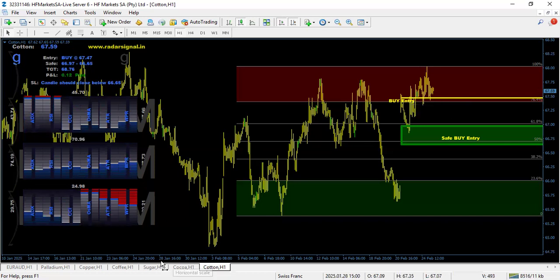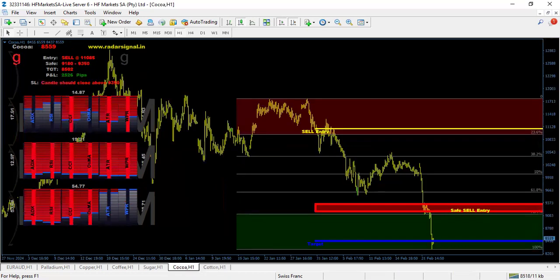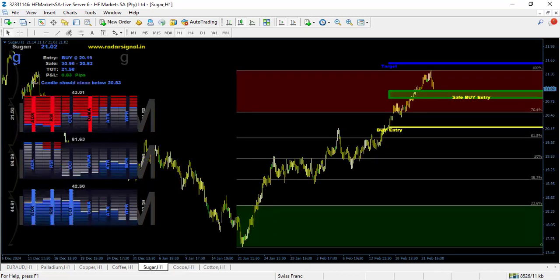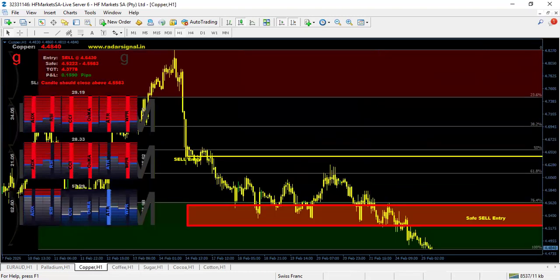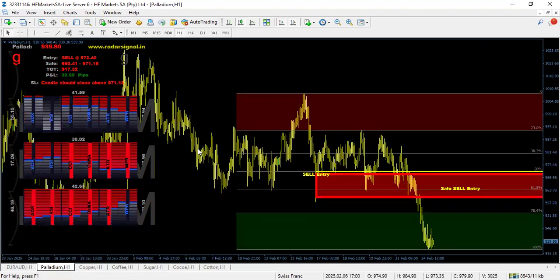Make profits. As you can see, all of this, let's look at them again. This is cocoa, profits. This is sugar, profits. Coffee, profits. Copper, profits. Palladium, profits. All of them were on profits. I hope this information played a huge role. And also for those who are trading commodities, this is the best system also on commodities.